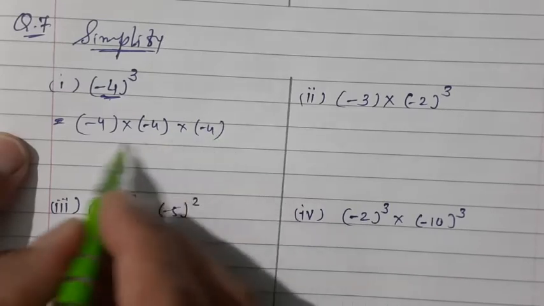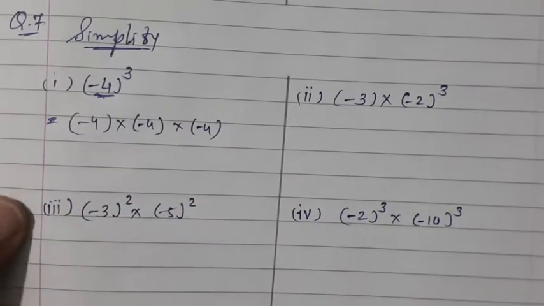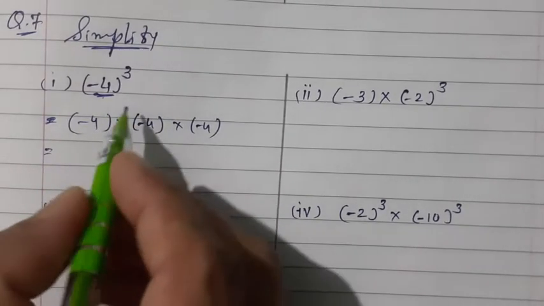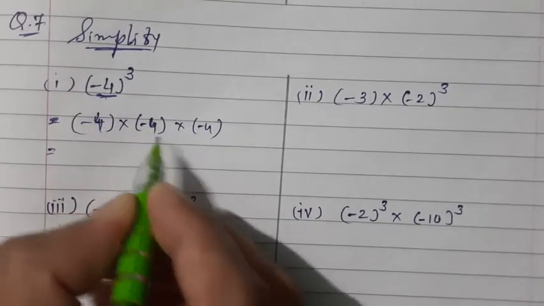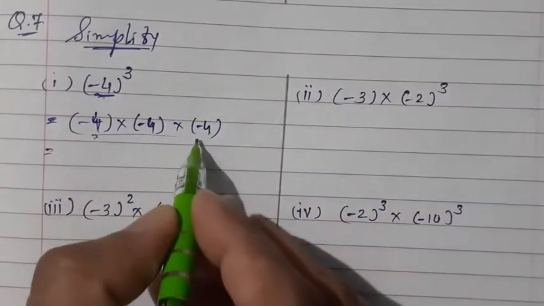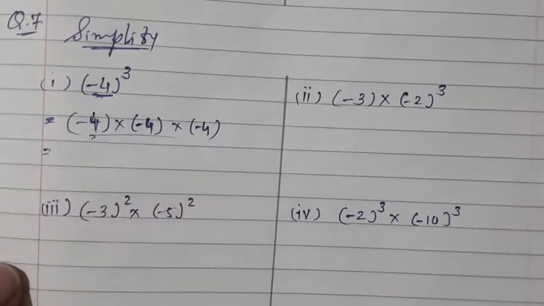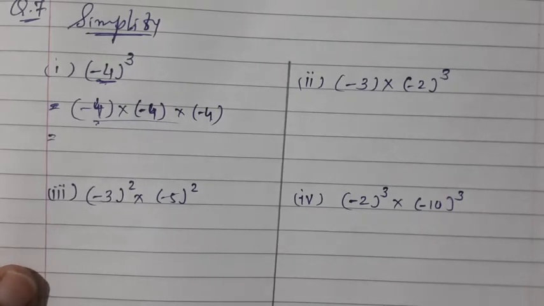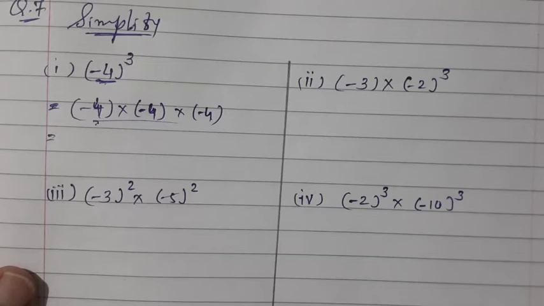Minus 4 is to 3 means minus 4 is 3 times. Then what to do? Put the sign first, meaning simplify the sign first. How to put a negative or positive sign? In a multiplication with repeating multiples, you just count how many times the minus sign is there. If it's an odd number of times, odd means 1, 3, 5, 7, then you get a minus answer, and if it's an even number of times, then we get a plus answer, because even means they are in pairs of 2.